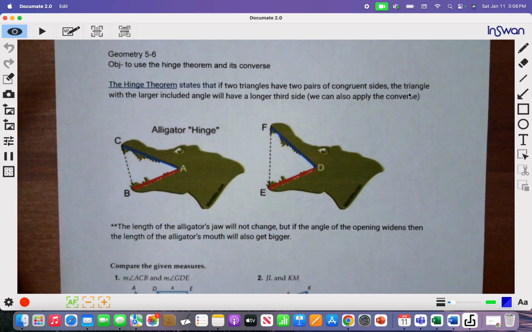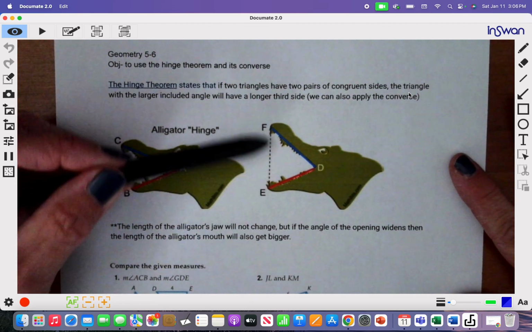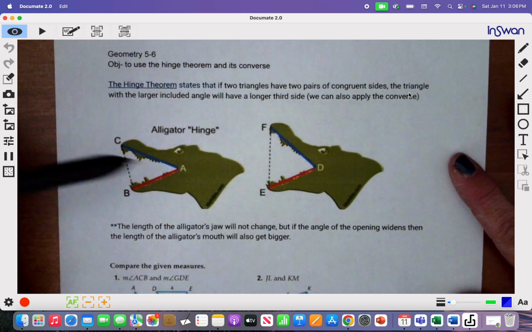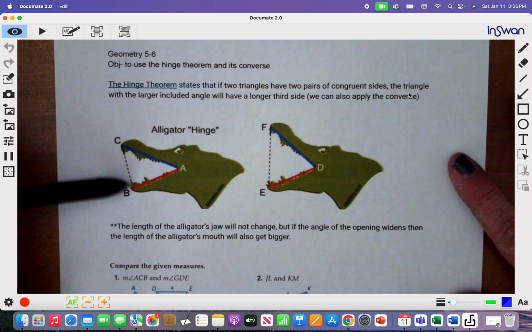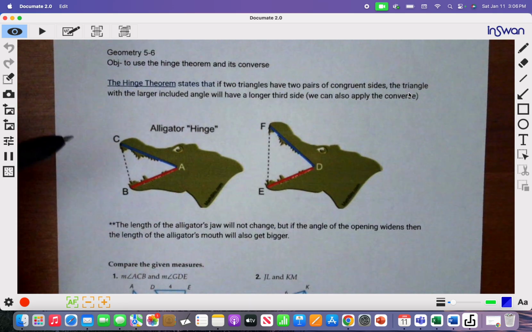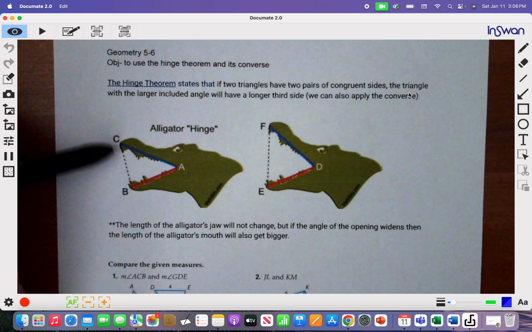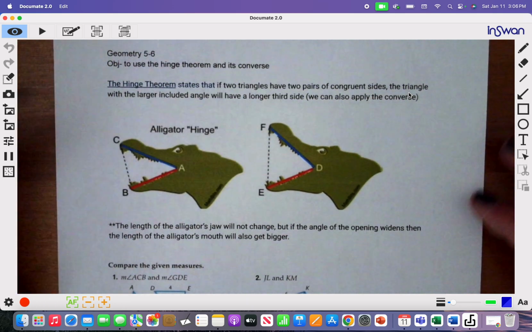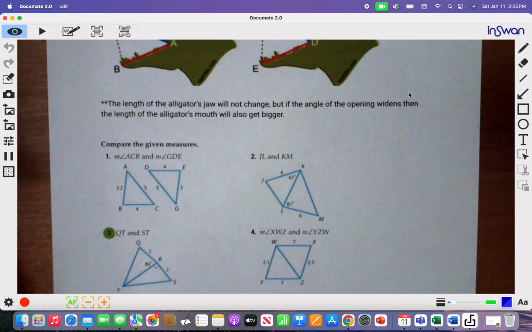And they show you an alligator because we can think of the jaw of an alligator getting bigger or smaller. The wider the jaw gets for the alligator, the larger the span is from the top of the jaw to the bottom of the jaw, and the smaller it gets, the smaller the span. So the size of the jaw will not change, but if the angle gets bigger or smaller, this measurement will get bigger or smaller. Okay, so basically we're talking about inequalities here.